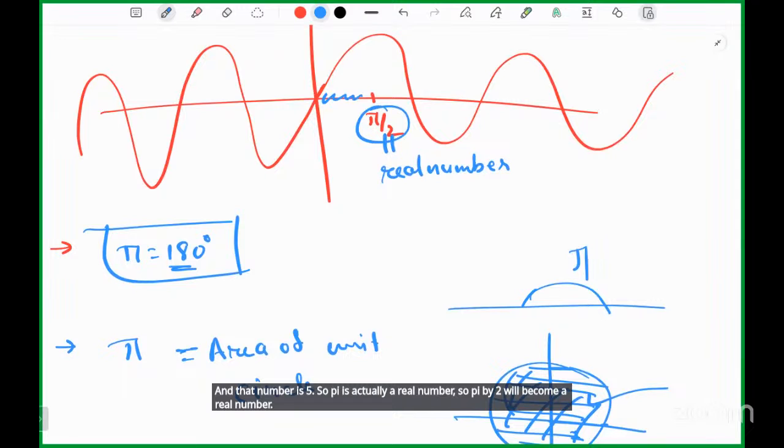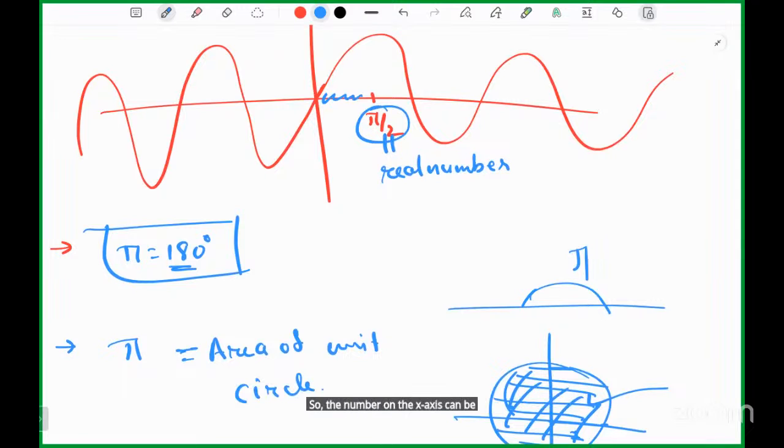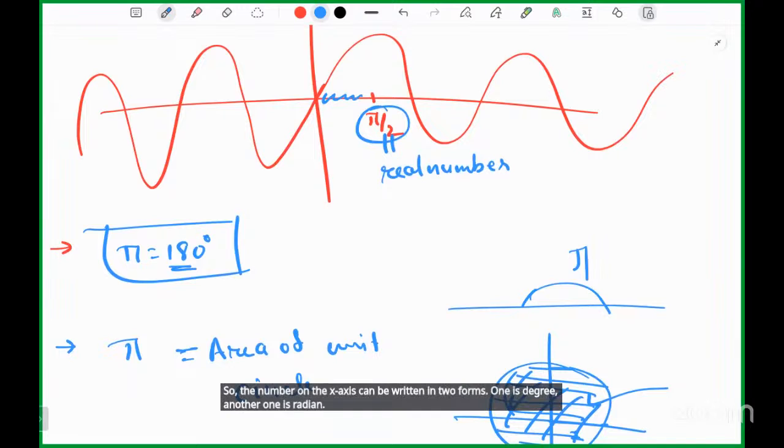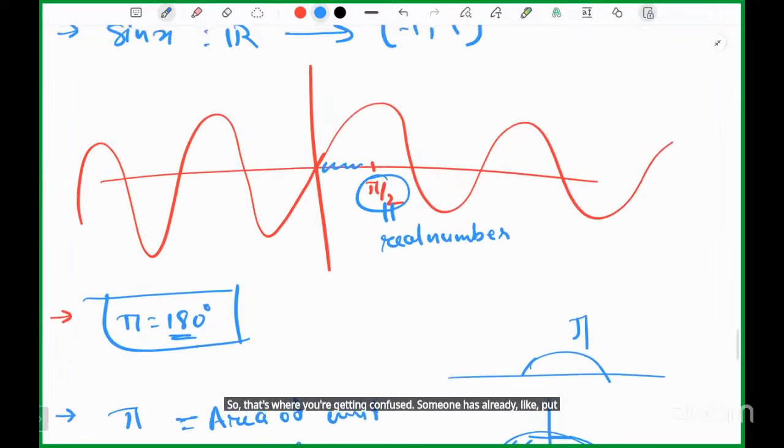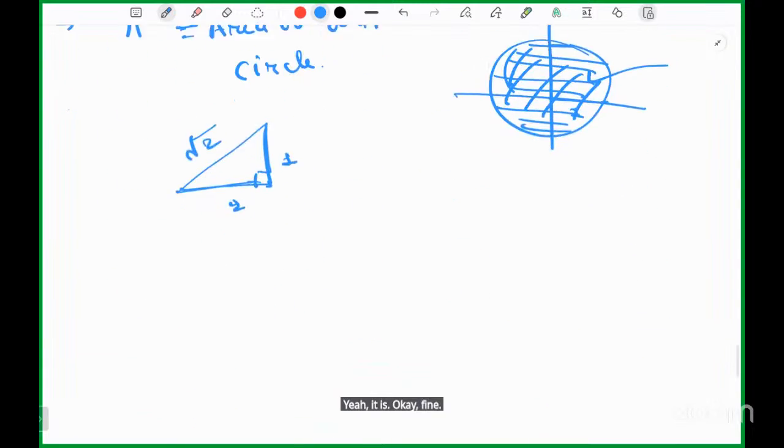So the number on the x-axis can be written in two forms: one is degree and another is radian. Pi by 2 means you're writing it in radian. If you convert it into a number, then it is in degree. Where you're getting confused with 180? Someone has already put it up in the chat. Yeah, it is indeed. Okay, fine, so let's move ahead.